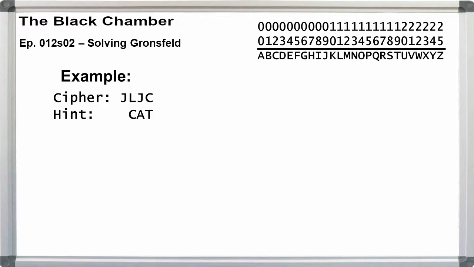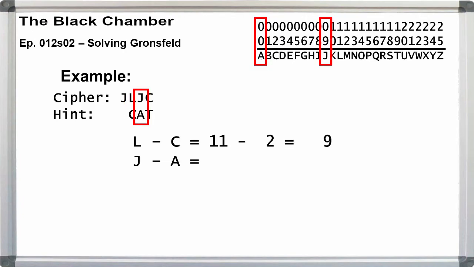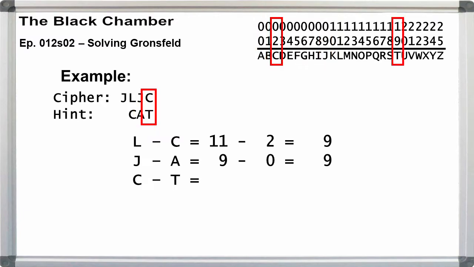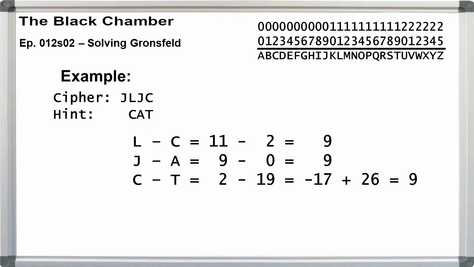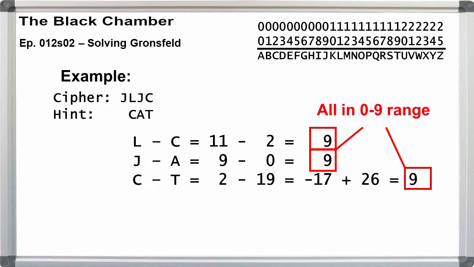Trying the next 3 letters. L minus C is 11 minus 2 is 9. J minus A is 9 minus 0 is 9. C minus T is 2 minus 19 is minus 17. 26 minus 17 is 9. Our key was 999, and our plain text was cat.